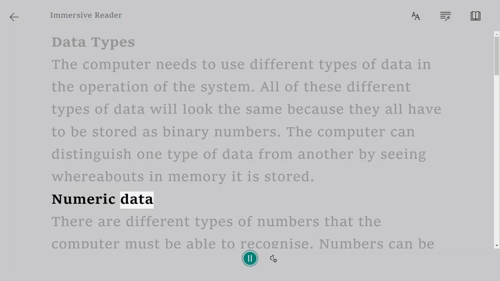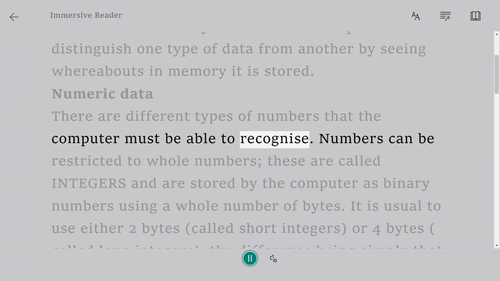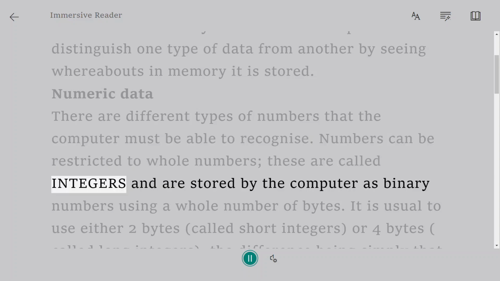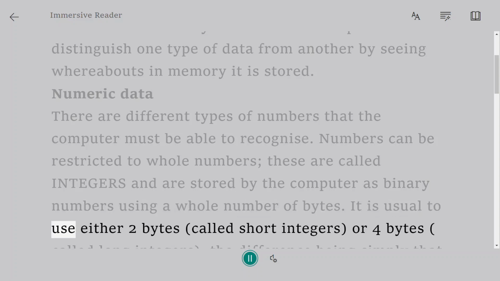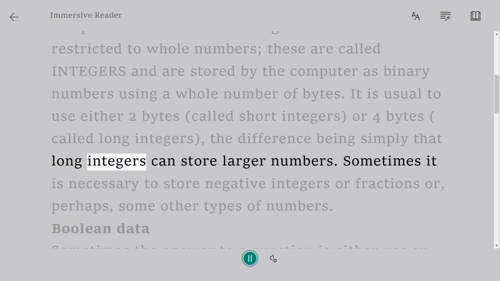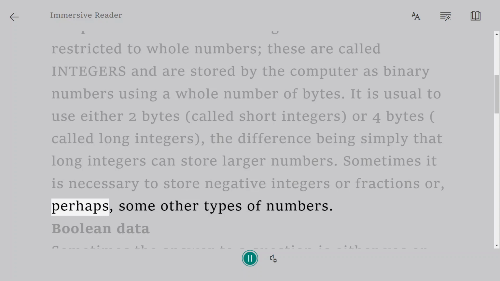Numeric data. There are different types of numbers that the computer must be able to recognize. Numbers can be restricted to whole numbers. These are called integers and are stored by the computer as binary numbers using a whole number of bytes. It is usual to use either 2 bytes, called short integers, or 4 bytes, called long integers, the difference being simply that long integers can store larger numbers. Sometimes it is necessary to store negative integers or fractions or, perhaps, some other types of numbers.